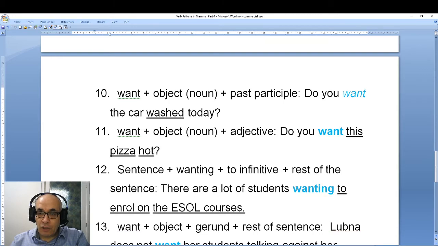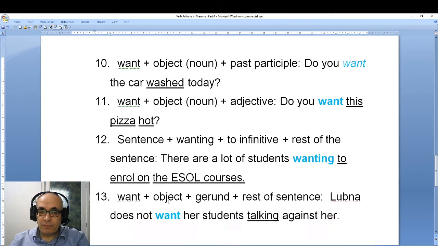There are a lot of students wanting to enroll on the ESL courses. There are a lot of students wanting to ask questions about university courses. There are a lot of students wanting to go to London this year. So you can make millions and millions of sentences. You just follow the verb pattern.